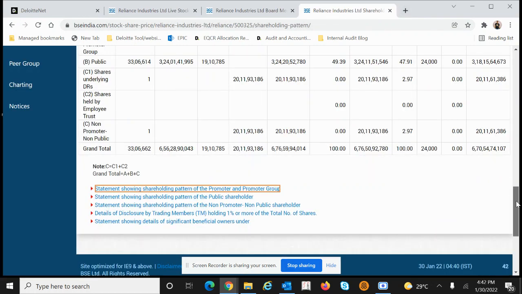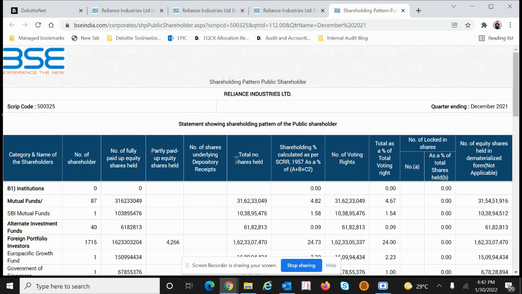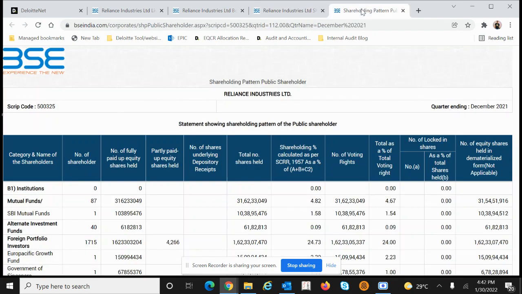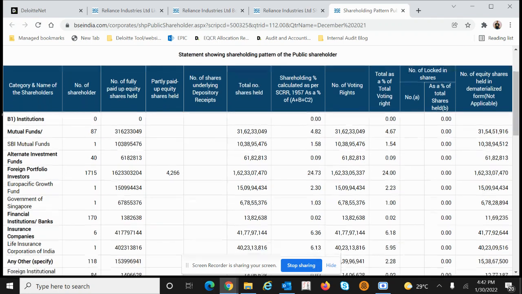Let's say if you want to see how much holding there is in public, how much the mutual funds are holding, how much the FIIs are holding, then you have to go through the statement showing the pattern of public shareholders. So I will click on the public shareholder. Then, as you can see, SBI Mutual Fund is holding 1.58 percent.